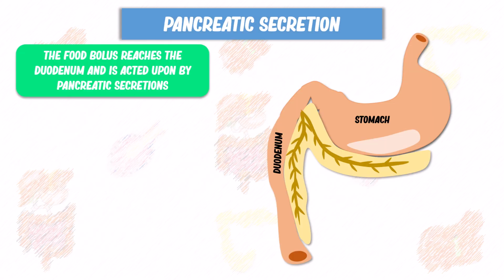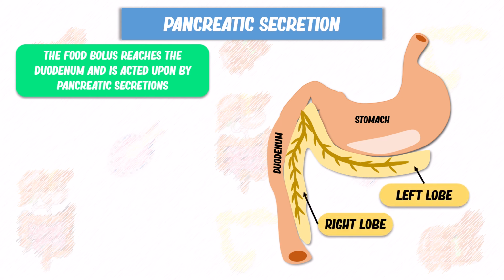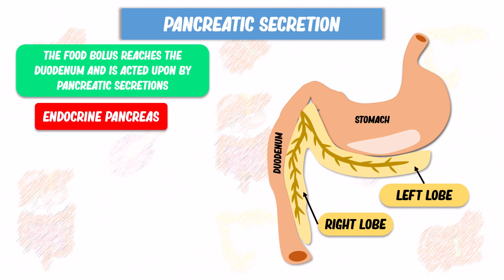After food is processed in the stomach, it moves to the duodenum and is referred to as chyme. Here, it is acted upon by pancreatic secretions. The pancreas is a mixed gland, anatomically divided into two lobes, the right and left. The left lobe follows the greater curvature of the stomach, while the right extends along the descending portion of the duodenum. The glandular tissue consists of two distinct parts, one with endocrine functions and the other with exocrine functions.